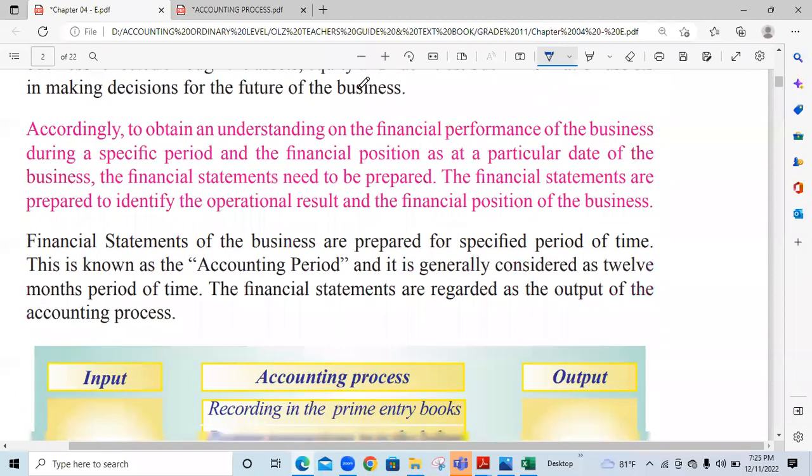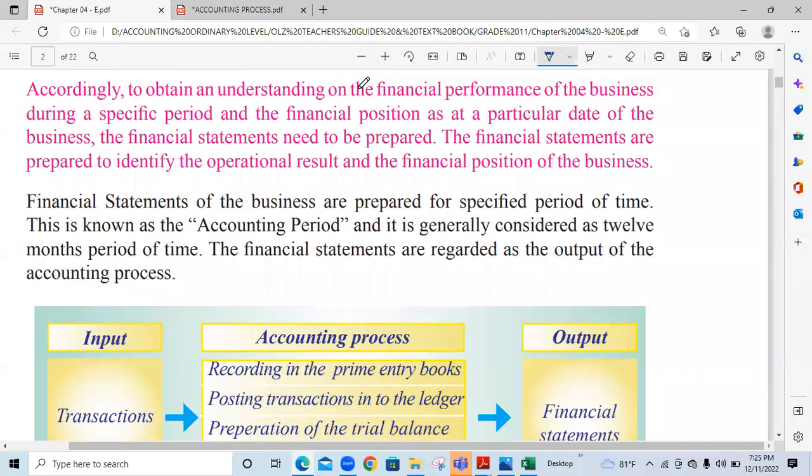So what is the reason you're doing everything like this? You're doing it so that the stakeholders, they need this information to make decisions related to the future. That's why they need it. So guys, accordingly, to obtain an understanding of the financial performance of the business during a specific period and the financial position as at a particular date, these statements are prepared.